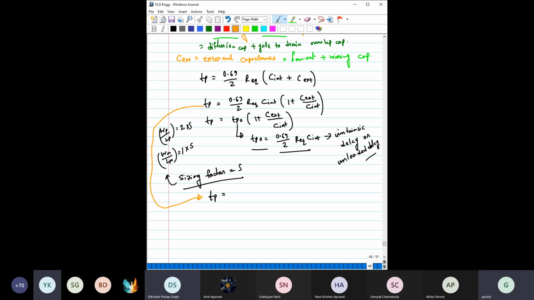Anyone? No? Okay, so maybe let us try it like this. So 0.69 by 2. Anyway, this is not going to change. Okay. So what about R equivalent? Is R equivalent going to change if we size the transistor by S times?